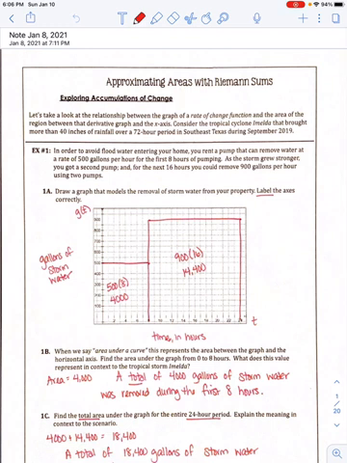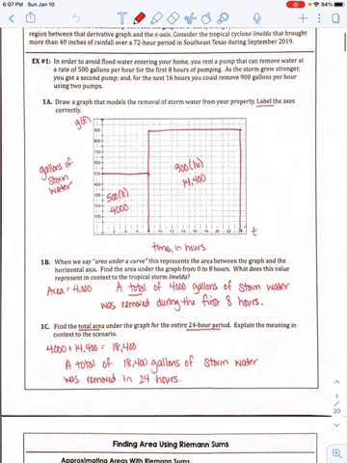So we're going to consider a tropical cyclone, Imelda, that brought more than 40 inches of rainfall over a 72-hour period in southeast Texas during September of 2019. In order to avoid floodwater entering your home, you rent a pump that can remove water at a rate of 500 gallons per hour for the first 8 hours of pumping. As the storm grew stronger, you got a second pump. And for the next 16 hours, you could remove 900 gallons per hour using both pumps.